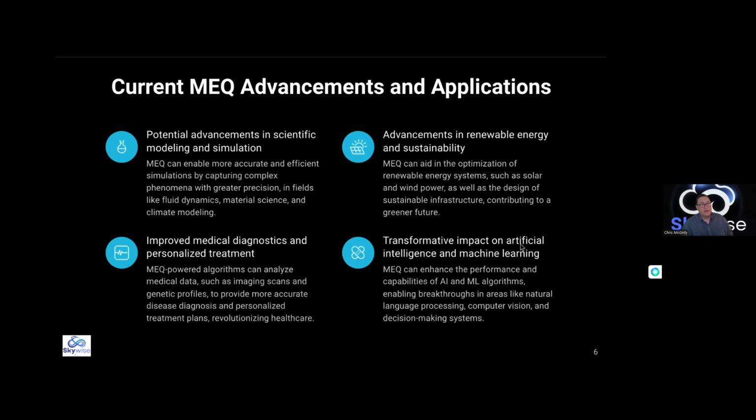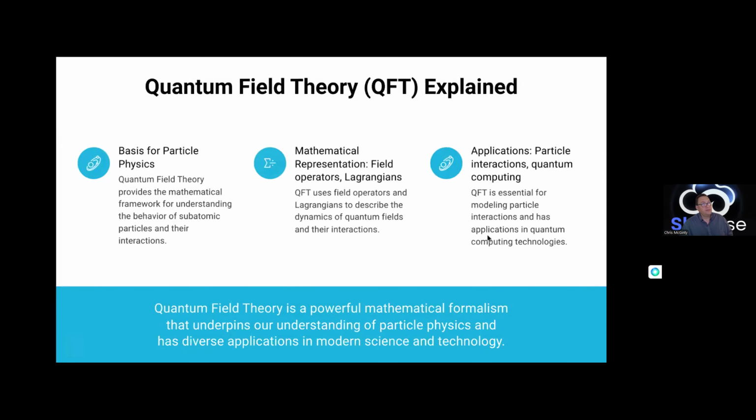Part of this is the impact on artificial intelligence and machine learning. That's what we're doing. We're enhancing the capabilities of AI with these machine learning algorithms, and it's already starting to have a good effect.